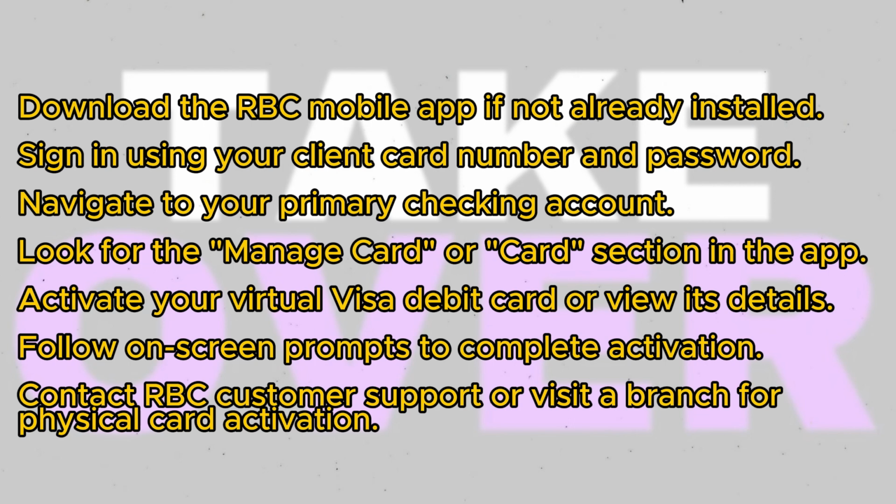Next, sign into the app using your client card number and password. Once logged in, navigate to your primary checking account. Look for the Manage Card or Card section within the app's interface. Here you should find an option to activate your virtual Visa debit card or view its details. Follow the on-screen prompts to complete the activation process.